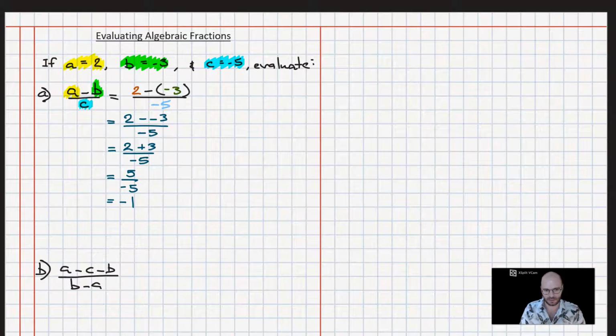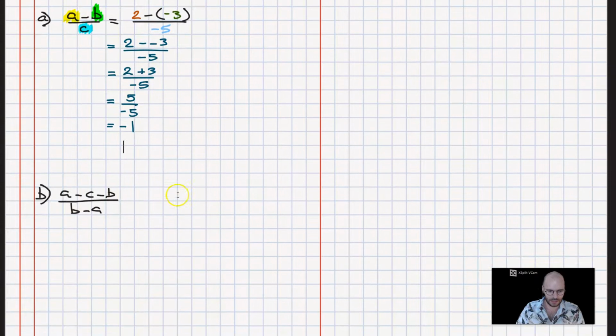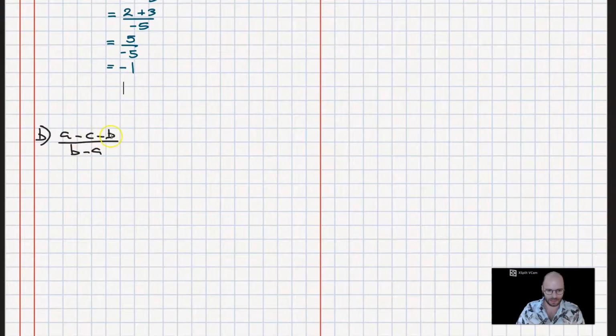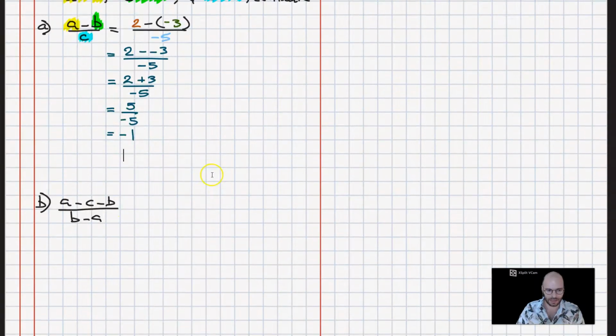So key points of consideration is when we're using substitution, if you see a negative, throw in some brackets. Otherwise there's a chance that you might forget one of these negatives here, and that will mess the entire result up. Going down, we have A minus C minus B all over B minus A.